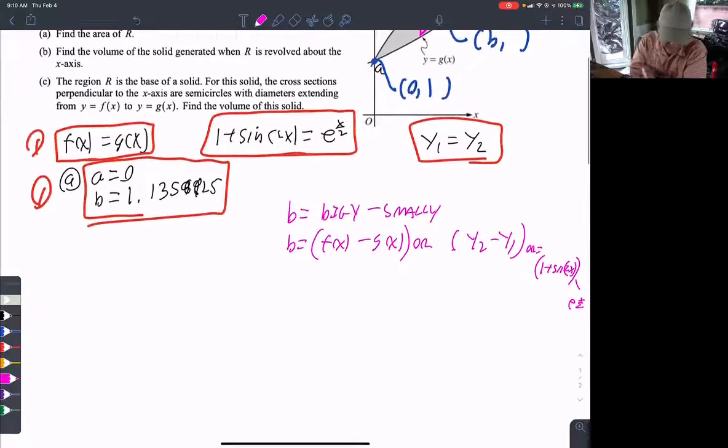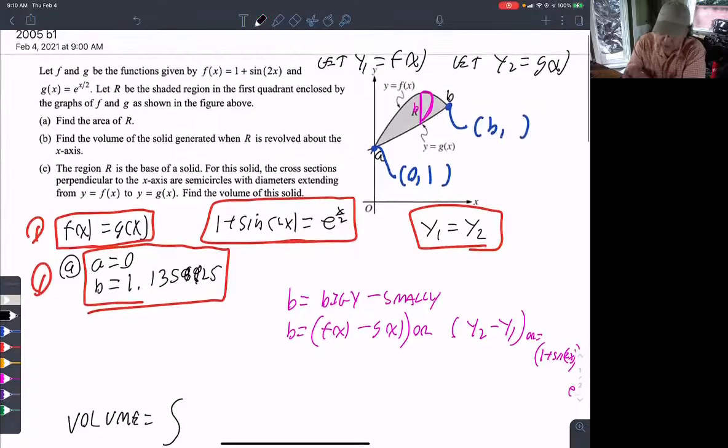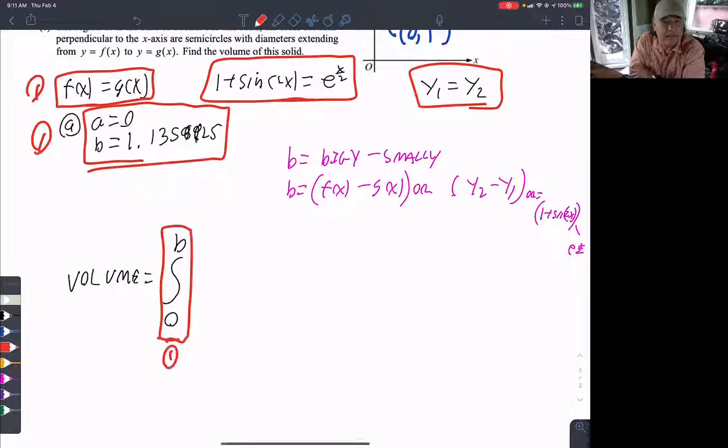But now let's do this. The volume of our solid, I add up all of the half circles. Now you should see that they're stacking horizontally this way. So my first one's at 0, my last one's at b. So I would go from 0 to b and add those up. You would get 1 point for that.